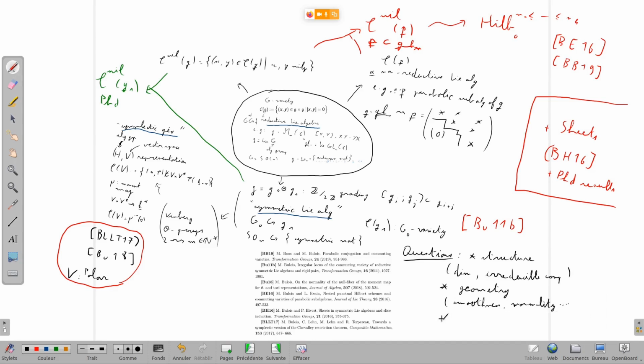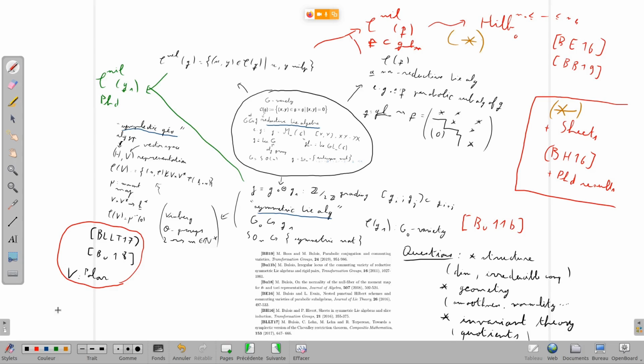And also there is all the question of invariant theory. So this is about quotients by the action of G, quotient, classical invariant theory, geometric invariant theory. And what I will speak about in this talk is about two things. This thing here, about sheets, and about the Hilbert scheme and the link with the commuting variety. Okay, so that's for the setting.